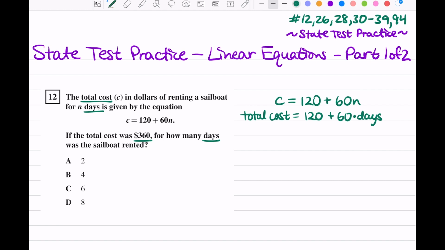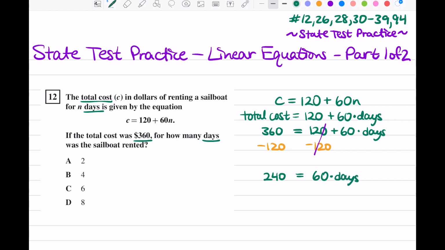They tell us that the total cost is 360, so we can write 360 on the left side for our total cost. And then we just have days in the equation, and we can solve for that. So we want to get days by itself, so we can start off by subtracting 120 on both sides. On the left side, 360 minus 120 would give us 240. And on the right side, our 120s cancel, and we're left with 60 times our number of days.